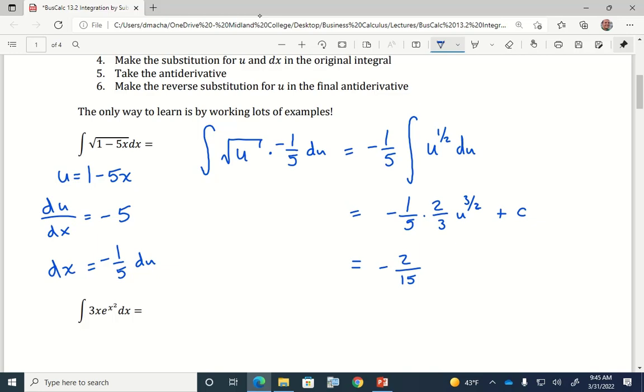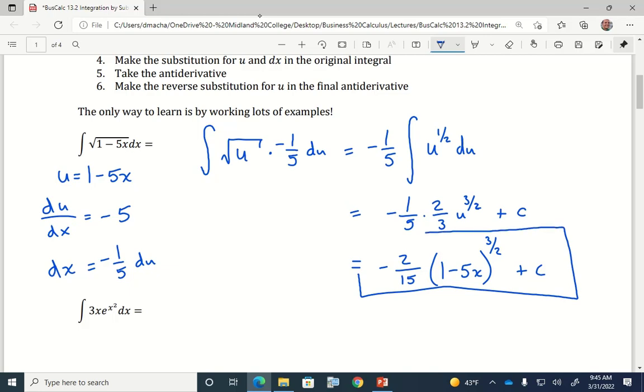U to the 3/2 power. This is the point where I do step number 6. I make the reverse substitution. So I'm going to make that u into a 1 minus 5x to the power of 3/2. And then, of course, don't forget your plus c. That is going to be my final answer.